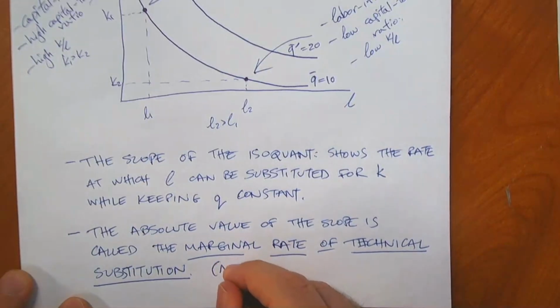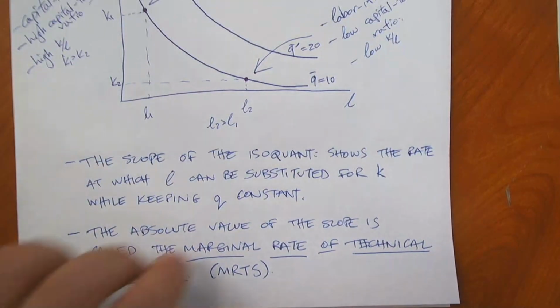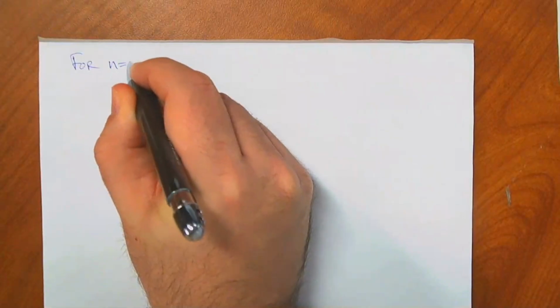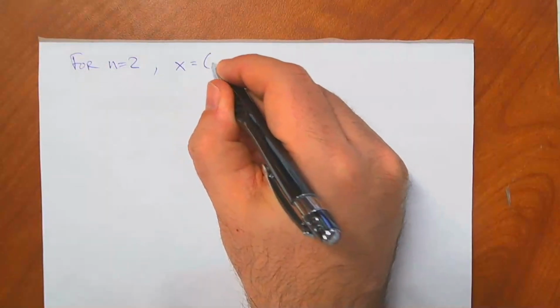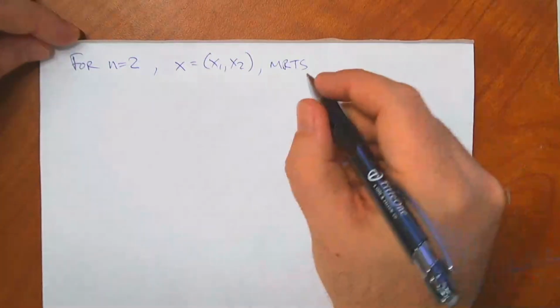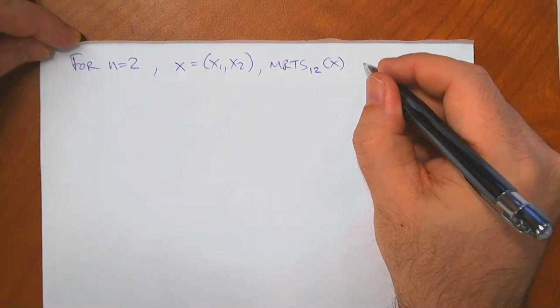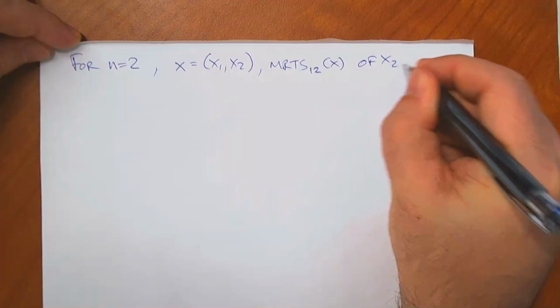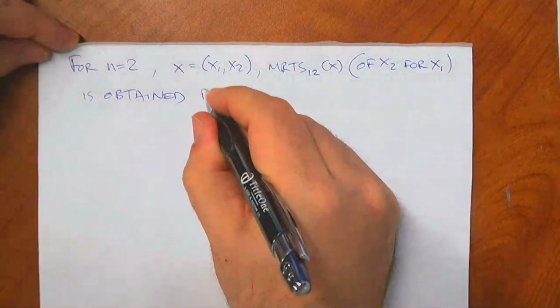We symbolize that as MRTS, and we can work out the math for the case of two goods, and you can do the same thing for N goods. Let's do that next. So I'm going to say for N equals 2, your set of inputs is going to be X1 and X2. And the MRTS, it's going to have subscripts 1, 2, so that you can read MRTS of X2 for X1, is obtained by totally differentiating.